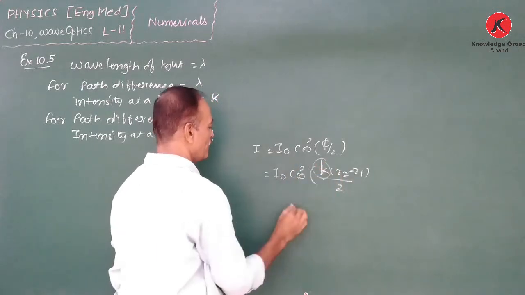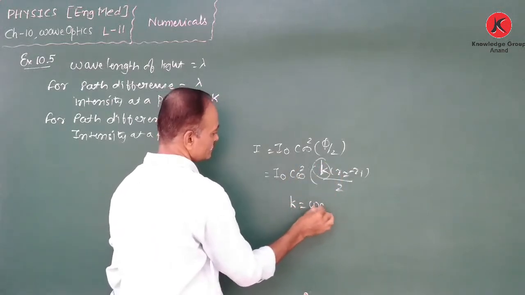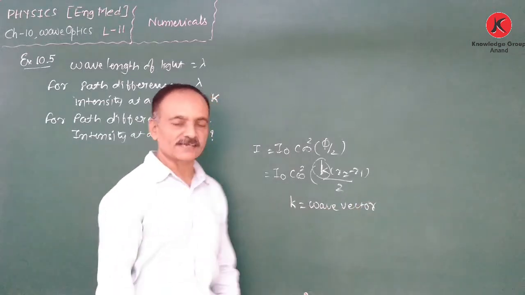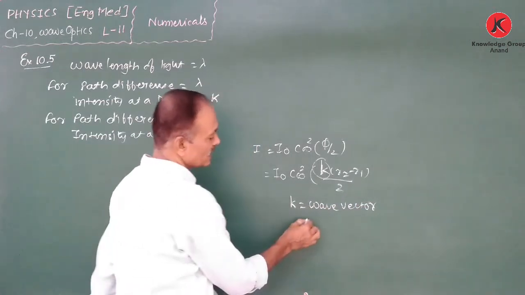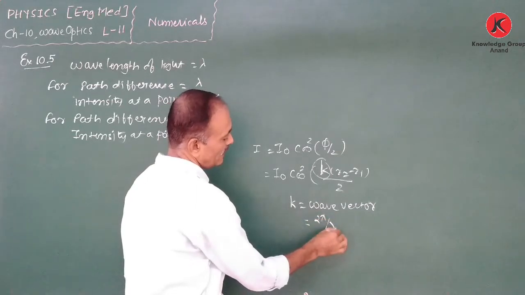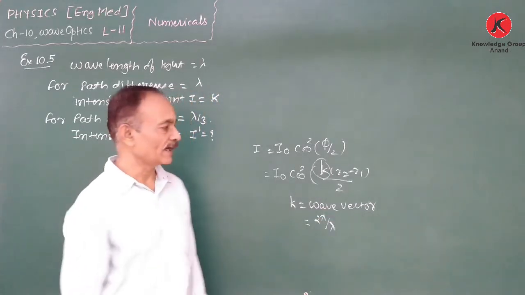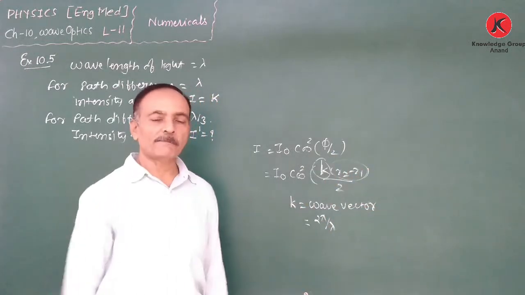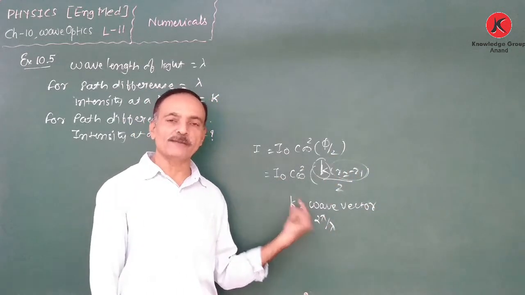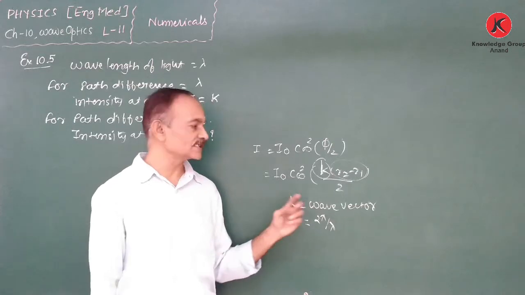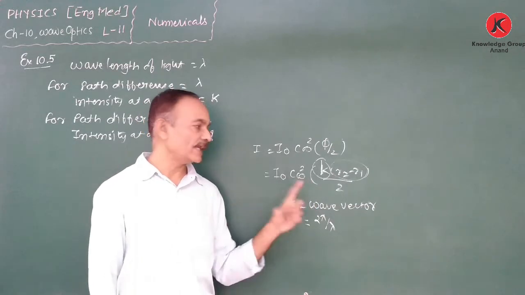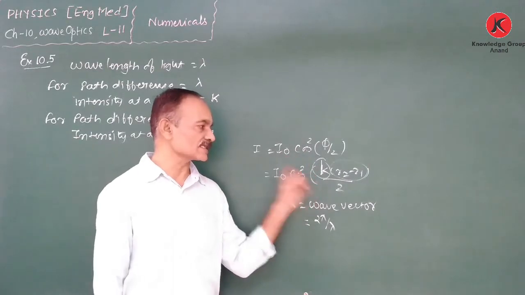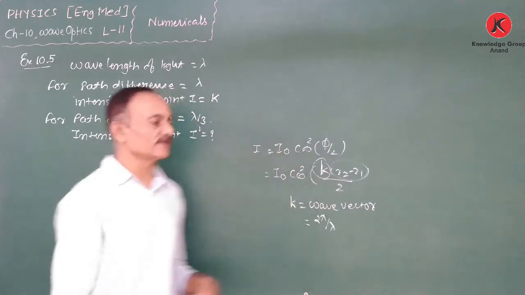This k is the wave vector. Already we learned in standard 11, chapter waves, that it is 2 pi upon lambda. r2 minus r1 is the physical path difference at a point from the two sources S1 and S2. Clear the same? So we are using this equation in terms of the path difference.